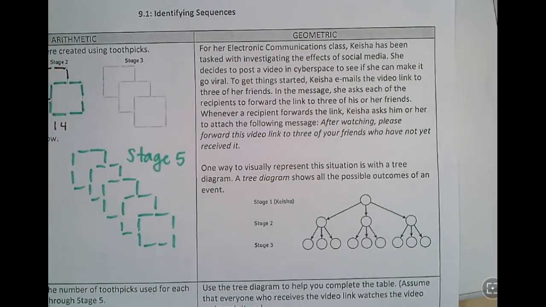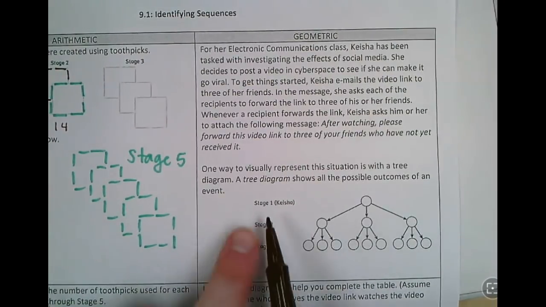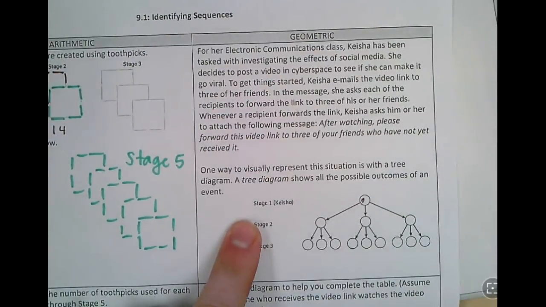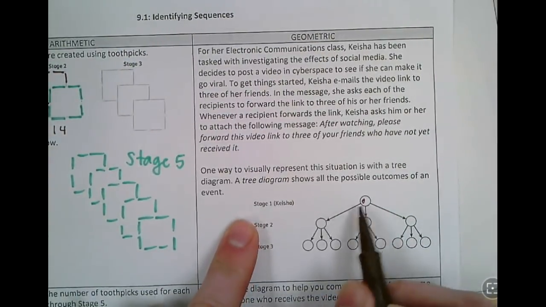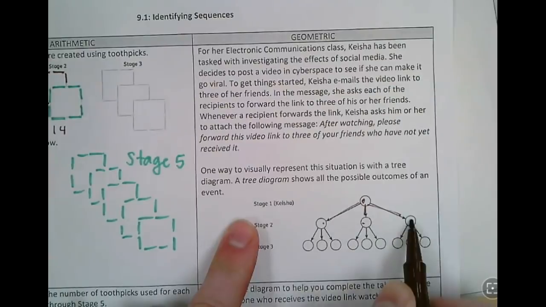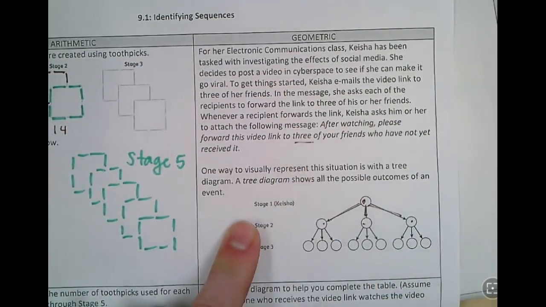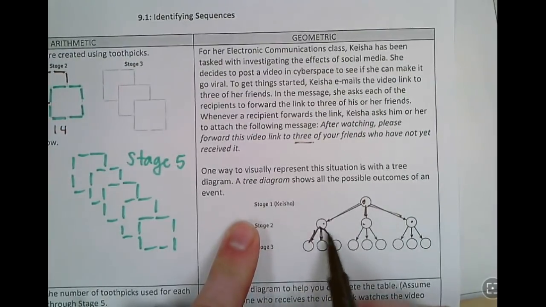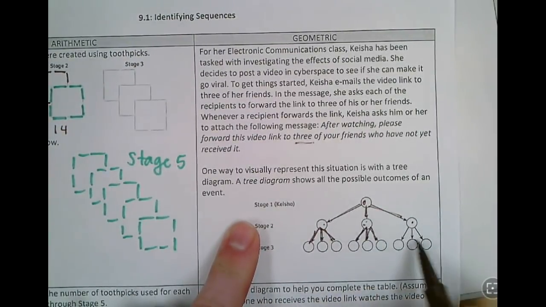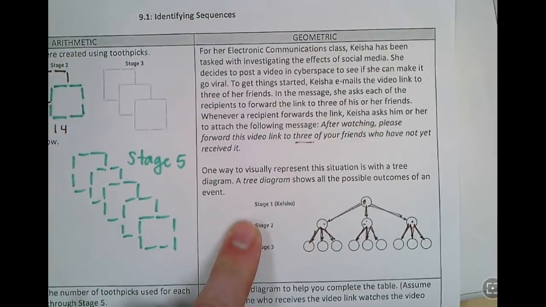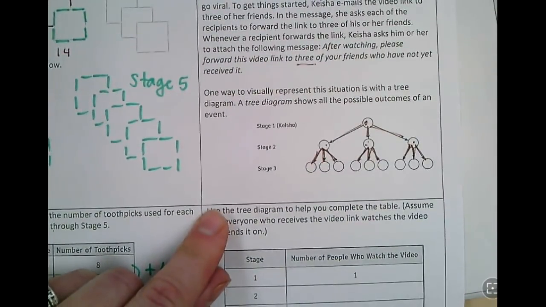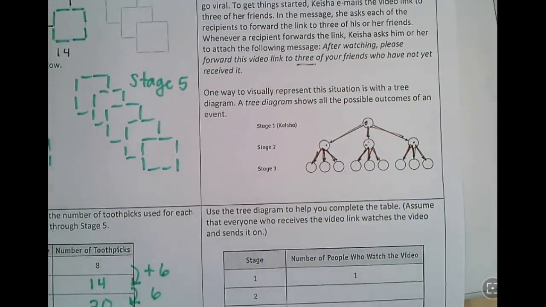So if we look at this first one here, we have Keisha, top stage 1. She is the first one who has this video, and it tells us that she sends it out to 3 of her friends. Now, each of those friends send that link that says to send it to 3 of their friends. So 3 of their friends watch it, 3 of their friends watch it, and 3 of their friends watch it. So let's talk about these stages, and let's talk about how this can be related to this chart.